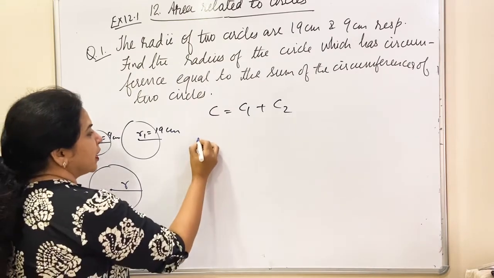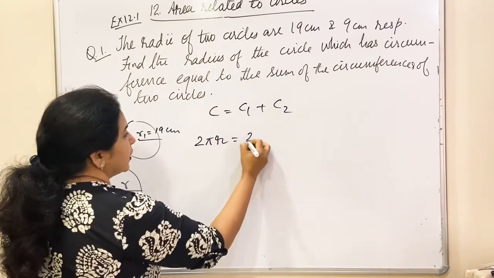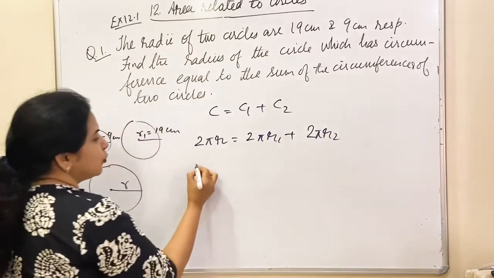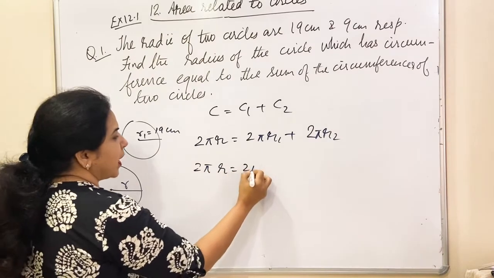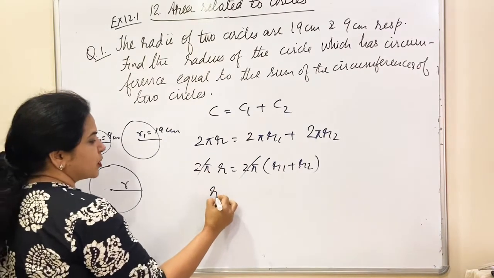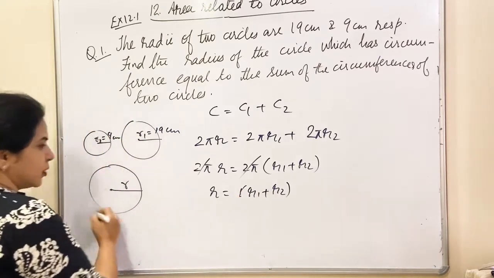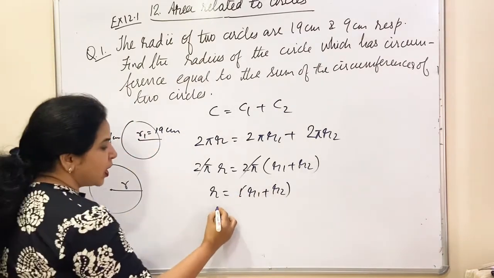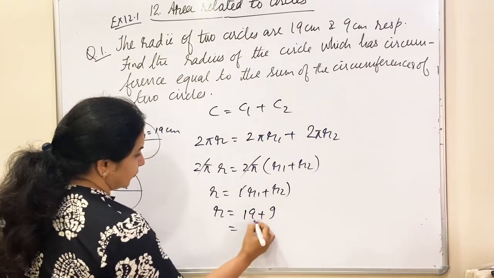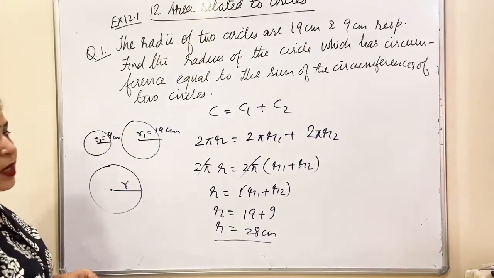So here we can write circumference of circle. We know that the formula is 2 pi r. For c1 it is 2 pi r1 and for c2 it is 2 pi r2. So we can easily take 2 pi common and we can cancel it. Okay. So here cancelling 2 pi from both sides, we get r is equal to r1 plus r2. So the radius of new circle, whose circumference is sum of circumference of other two circles, is this. Radius is 19 plus 9, 28 centimeters, the radius of new circle. I hope it is clear to you.